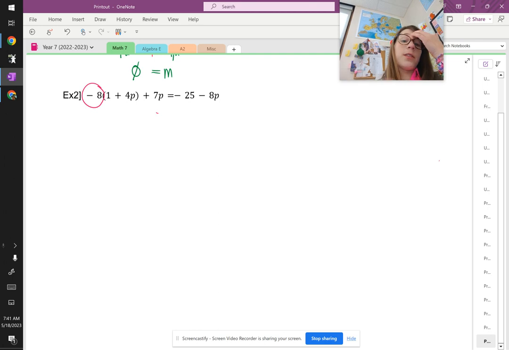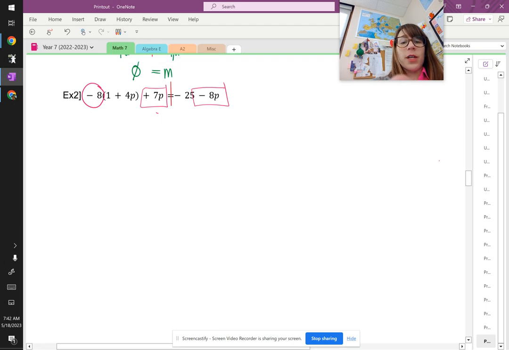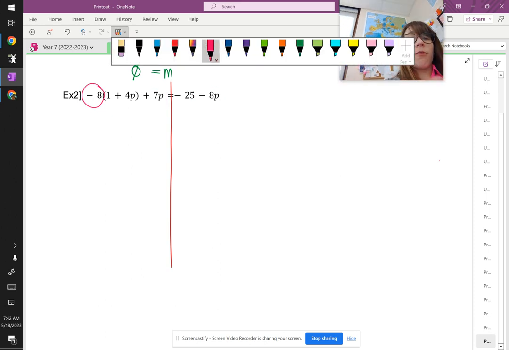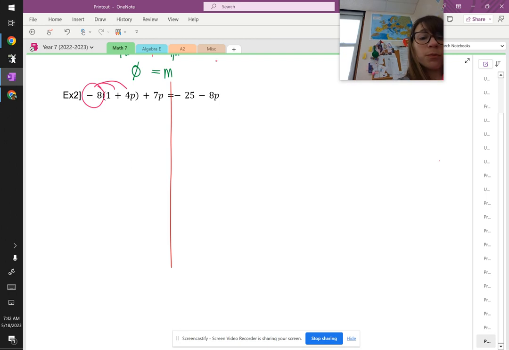Now there might be some people that want to combine the 7p and the negative 8p. While yes, they are like terms, the reason we can't combine them is because they're not on the same side of that equal sign. If I draw that line down the center, those are not on the same side, therefore we cannot combine them. We're going to have to move one of them over at some point using inverse operations. That's why to start off, we're going to stick with our distribution.